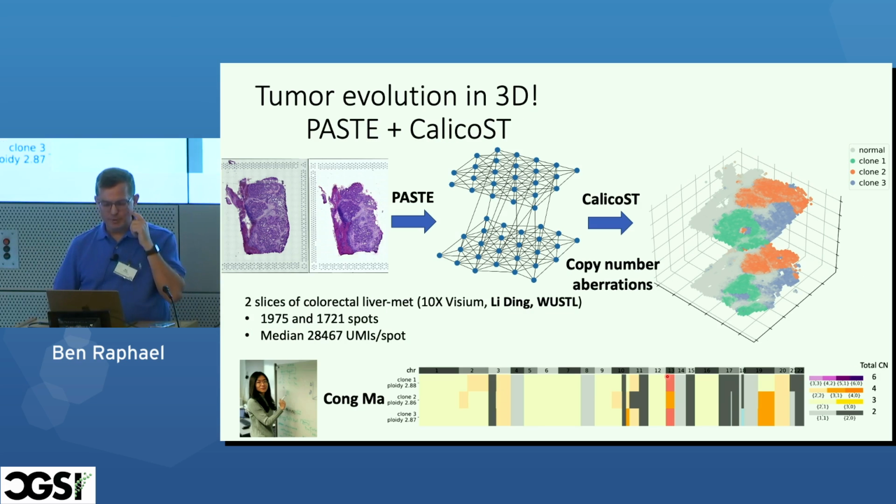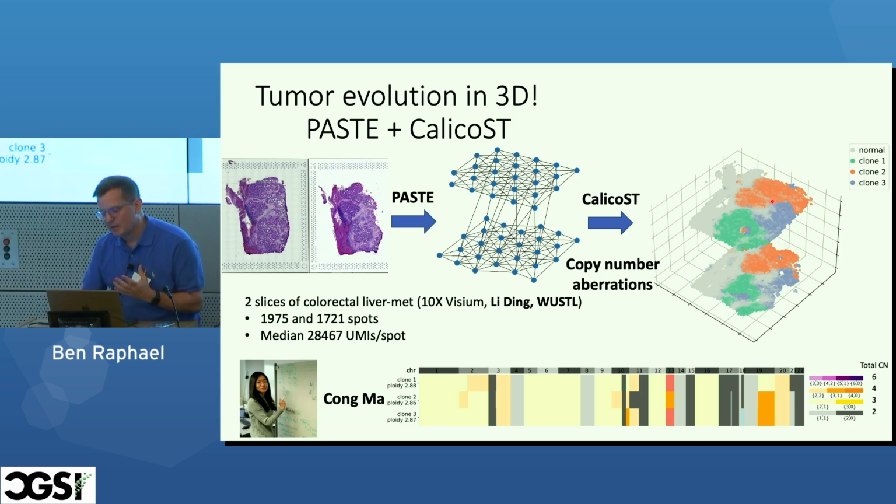Song Ma, my group, has extended this. I'm not going to describe the extension into a new approach, Calico ST, that has some really beautiful things, which I'll skip. But I'll show you one piece of combining these two algorithms where we have multiple slices. These liver mets I showed you, 2 liver met slices. We align them with PASTE. We then can build this adjacency graph in 3D now, and then run the new thing, Calico ST, to find these copy number aberrations and clone labels all together.